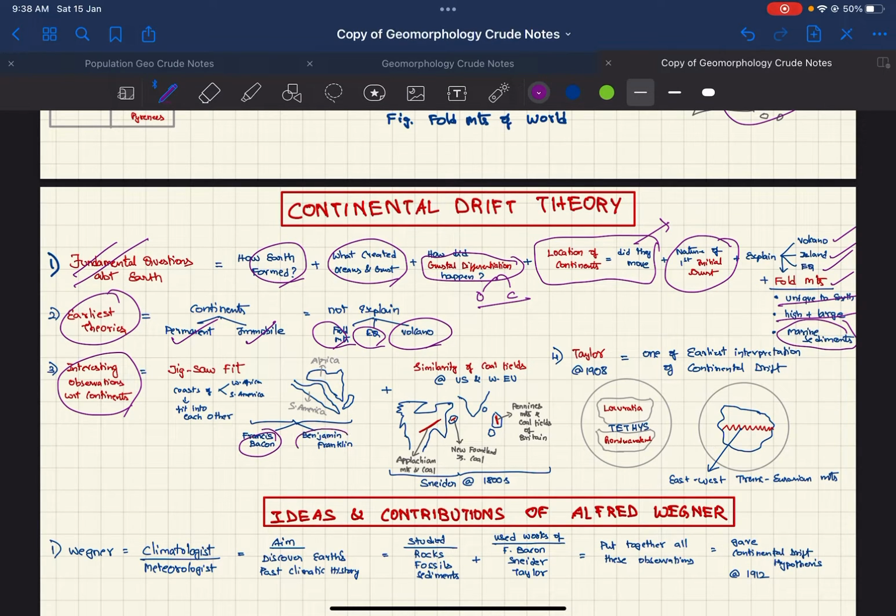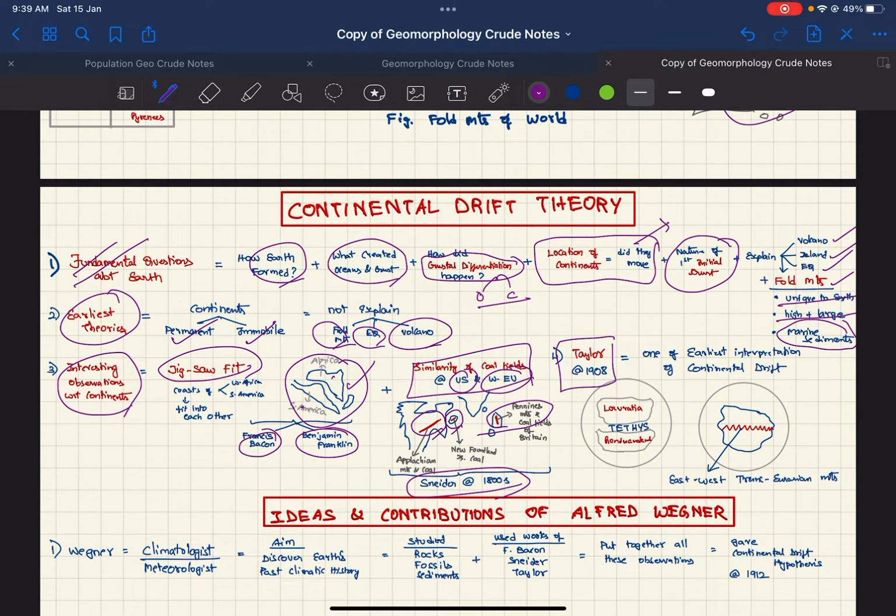Francis Bacon and Benjamin Franklin observed that Africa and South America's east and west coasts fit perfectly. This is called jigsaw fit. And Snyder in the 1800s talked about similarity of coalfields in US and Western Europe. So we can see Appalachian mountain coalfields, Newfoundland coalfields, and Pennines mountains in Britain.